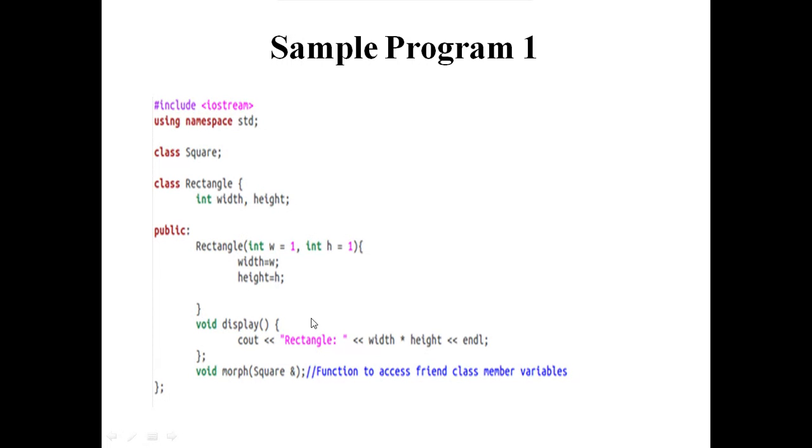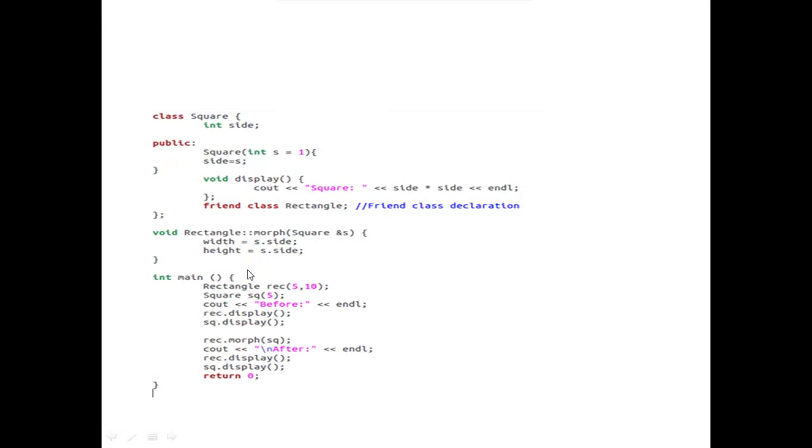Okay, so we can see that morph is a function within the rectangle, right? For that, square must be explicitly passed. In this morph function, we assign the value of the side to both width and height. That is, the point here is that a square is a rectangle with the same length and breadth. Length and breadth equal means we call that a square. It is a special type of rectangle.